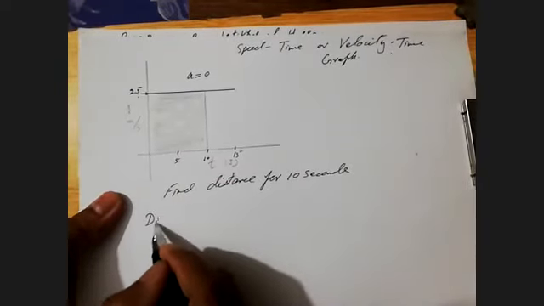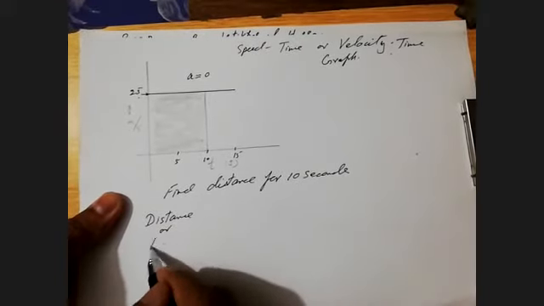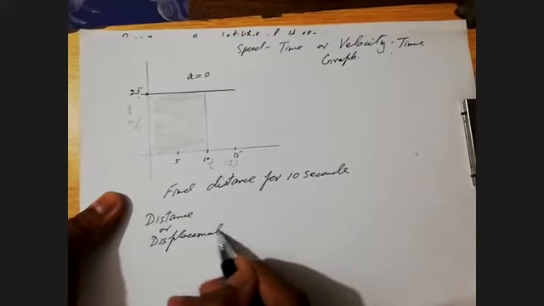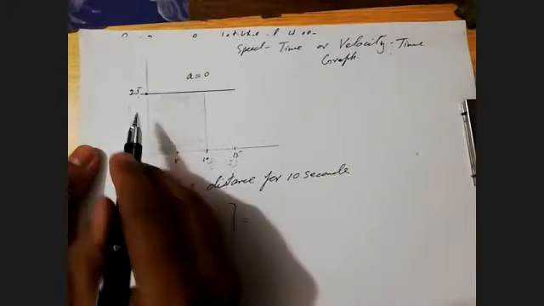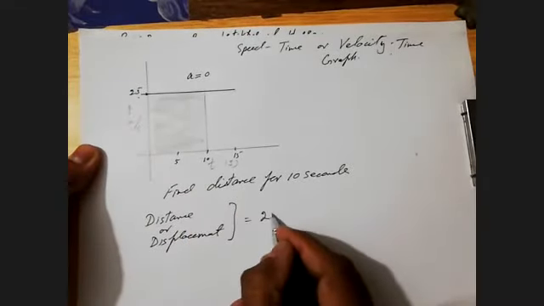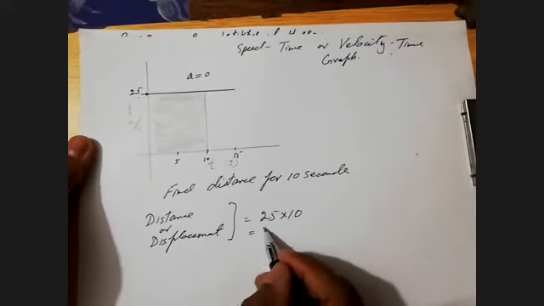So distance or displacement, whatever is required, is length multiplied by breadth. This is 25 and this is 10. 25 multiplied by 10 is 250.